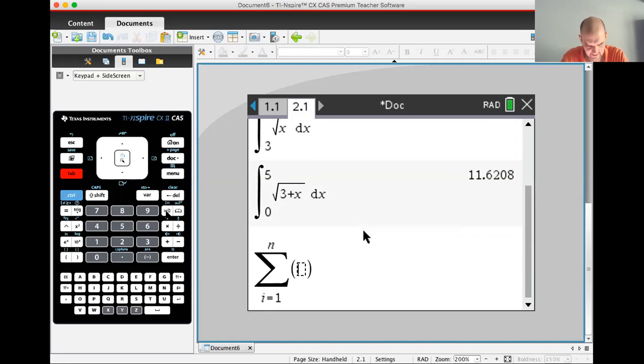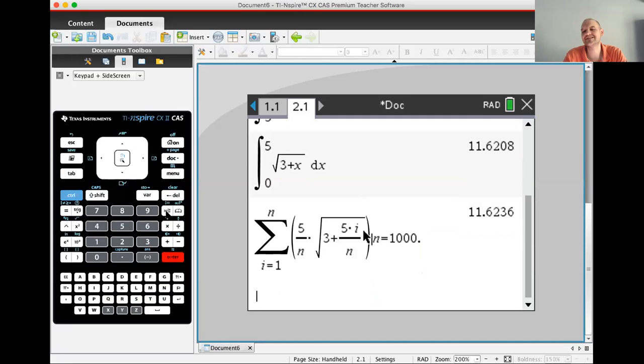So the sum from i equals 1 to n of 5 over n square root of 3 plus 5i over n. Let's make n be like 1,000 and we'll get a decimal. So you can see it's super close. We only use 1,000. We're supposed to use an infinite number. But we got it right. I think you can tell from there that we got it right.